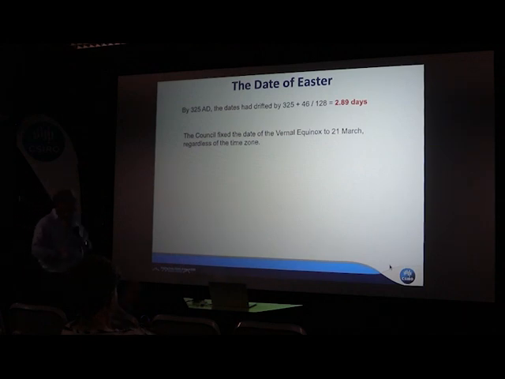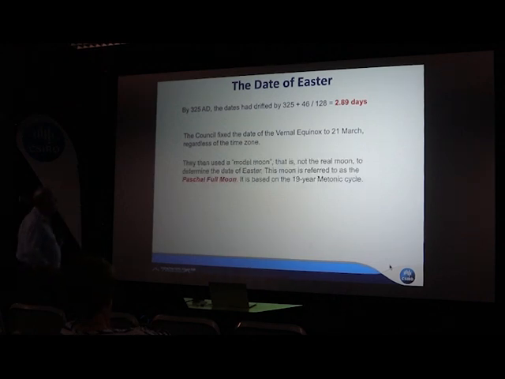They said from now on, the vernal equinox will be on the 21st of March, regardless of where you are in the world. That's it. The vernal equinox, according to our rules, is the 21st of March. Then they use what's called a model moon. That is, not the real moon, the one you see in the sky, but a model moon that would determine the date of Easter. And this moon is referred to as the Paschal full moon. It's based on that 19-year Metonic cycle, which repeats itself every 19 years.